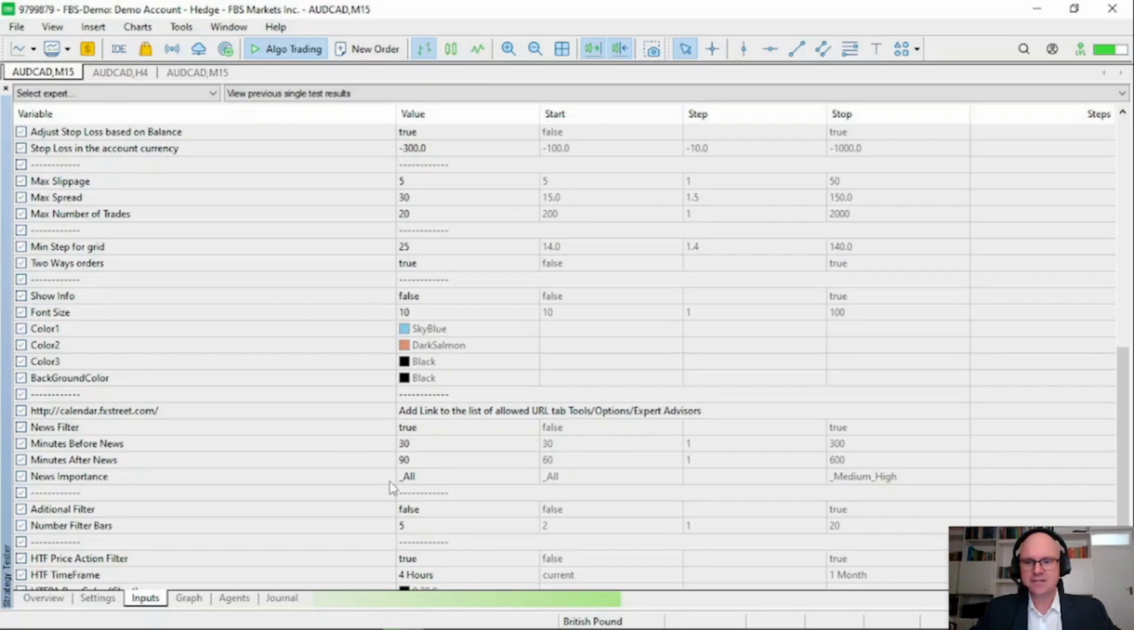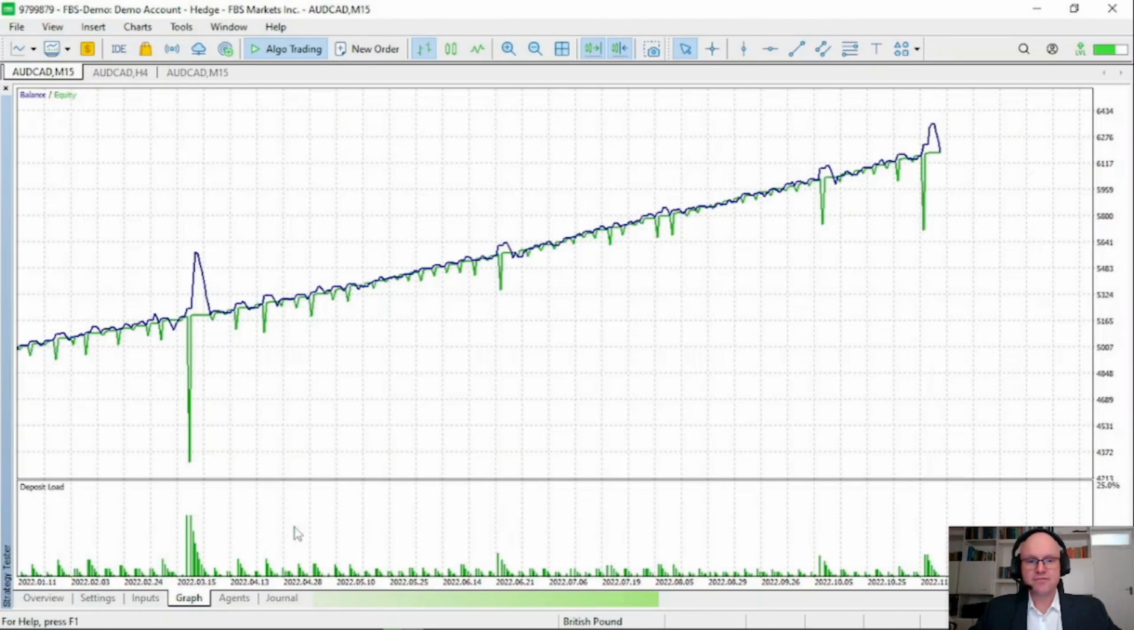Additionally, I've increased the minutes after news from 60 to 90 to give it a bit more breathing room around those high critical events. Now, if we take a closer look at what two-way orders means, it means the bot is trading bi-directionally. So if you go to the journal, you will see, at the same time as from my previous screen with the chart, it is entering both buys and sells.